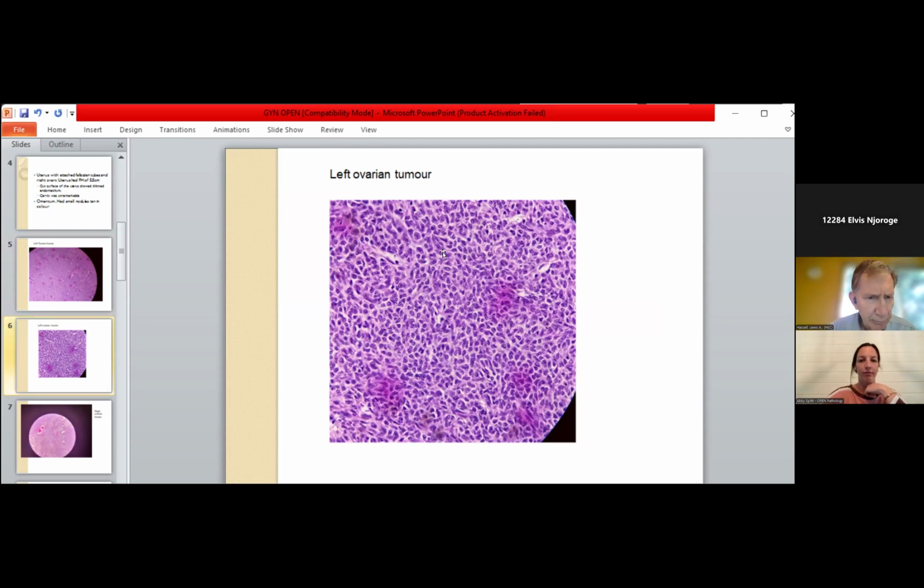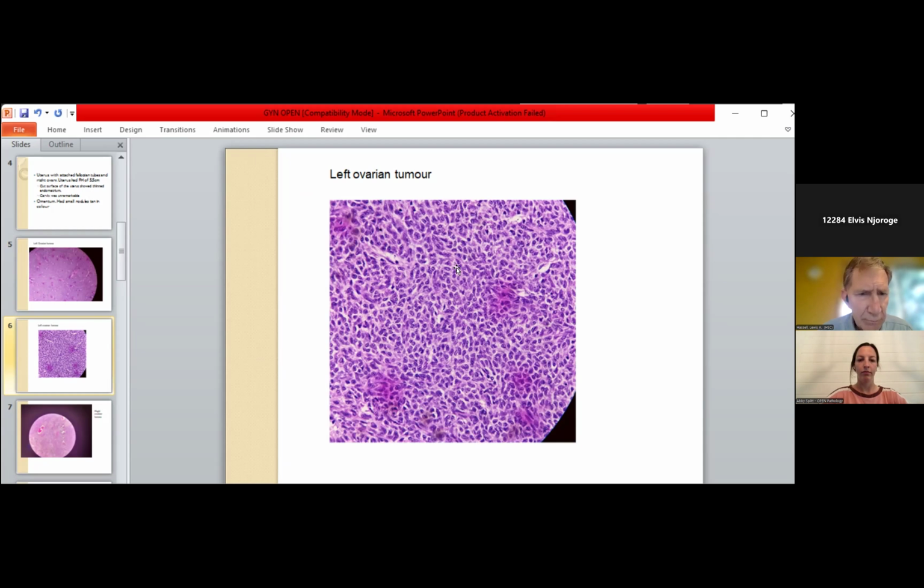This was a diffuse pattern of small blue cuboidal cells. These cells had very scanty cytoplasm. They were uniform in size. And regarding nuclear details, most of the nuclei had grooves within them. So based on this, I formed an opinion that this is a granulosa cell tumor, adult type.